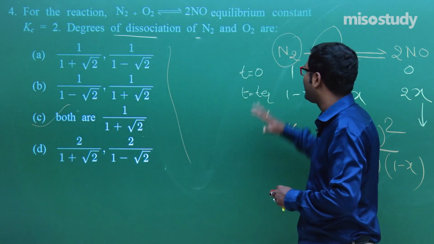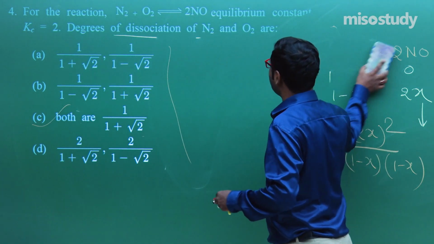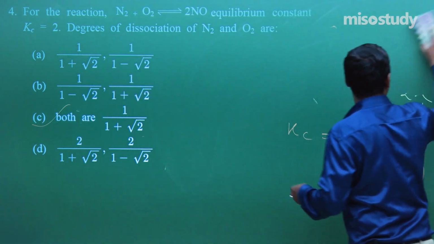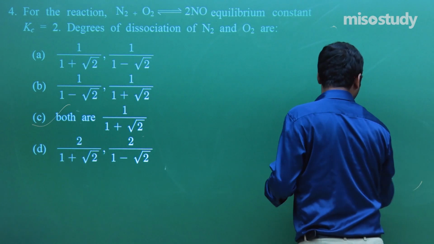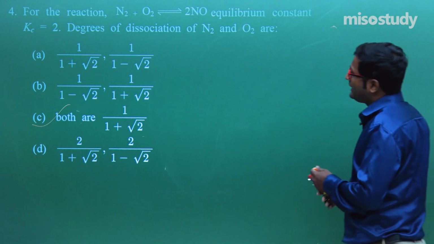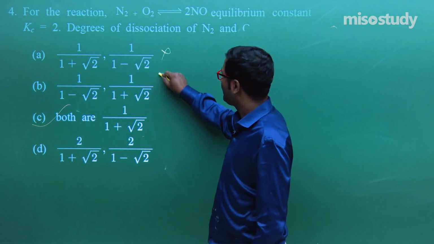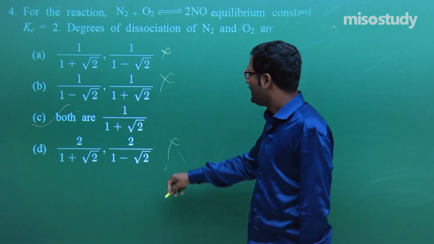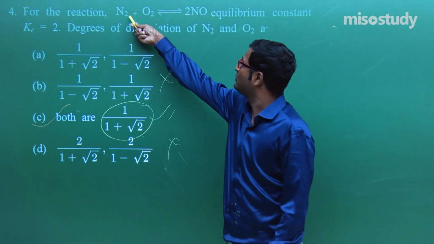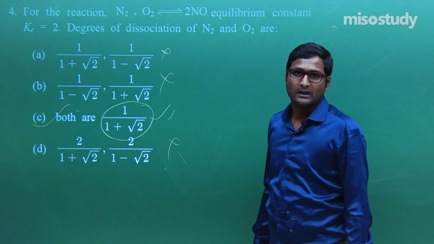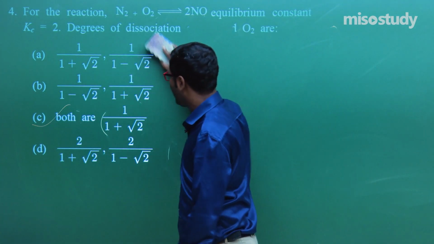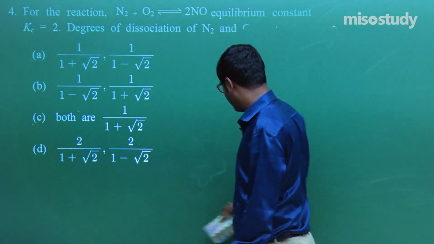This question is slightly tricky, but you do not need to solve it fully. Look at N2 plus O2, the equal amounts, so definitely they will have the same value of degree of dissociation. Am I right? In this question, A is not equal value, B not, D not, C both are 1 by 1 plus root 2, so same value of degree of dissociation. Look at complete balancing. Is it clear? So for such questions you do not need to use pen and paper. Now let's move to the next question.